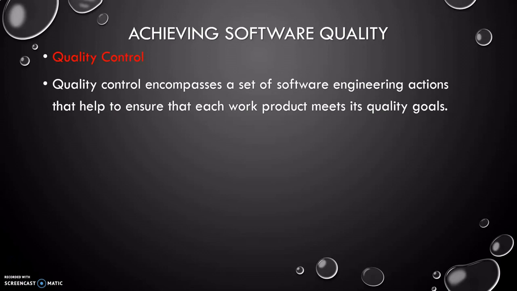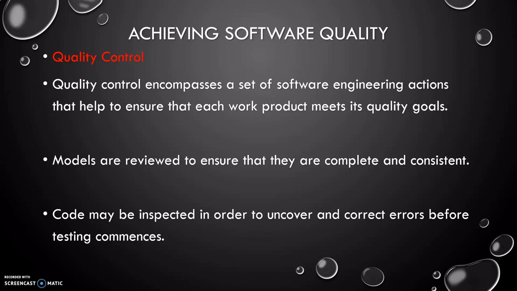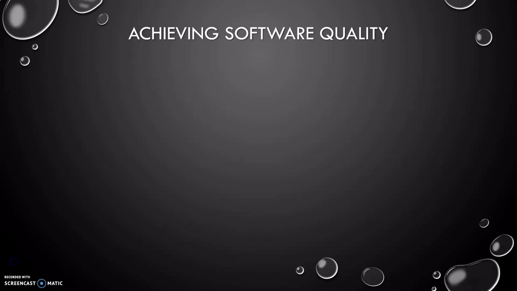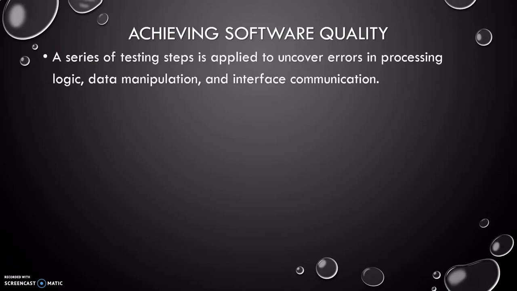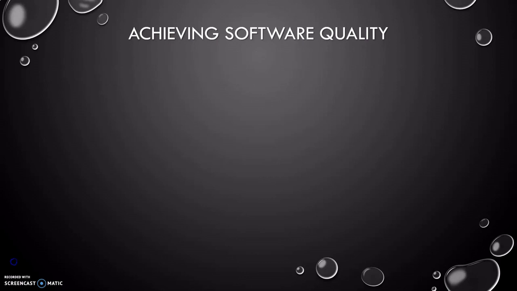Then we have quality control, which encompasses a set of software engineering actions that help to ensure that each work product meets its quality goals. Models are reviewed to ensure that they are complete and consistent, and code may be inspected in order to uncover and correct errors before testing commences. A series of testing steps is applied to uncover errors in processing logic, data manipulation, and interface communication to achieve the quality. And a combination of measurement and feedback allows the software team to tune the process when any of these work products fail to meet quality goals.